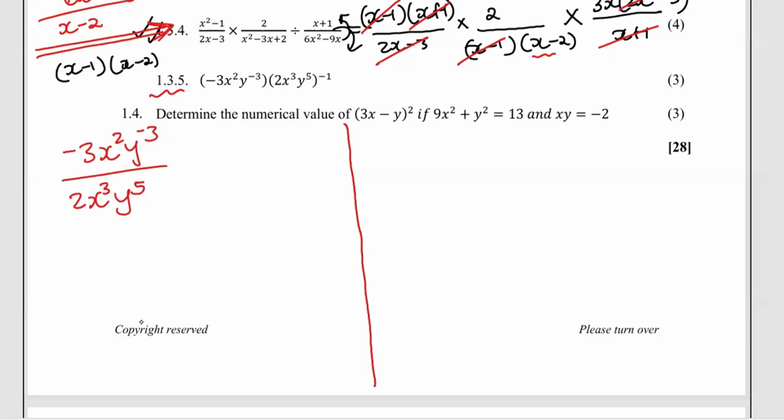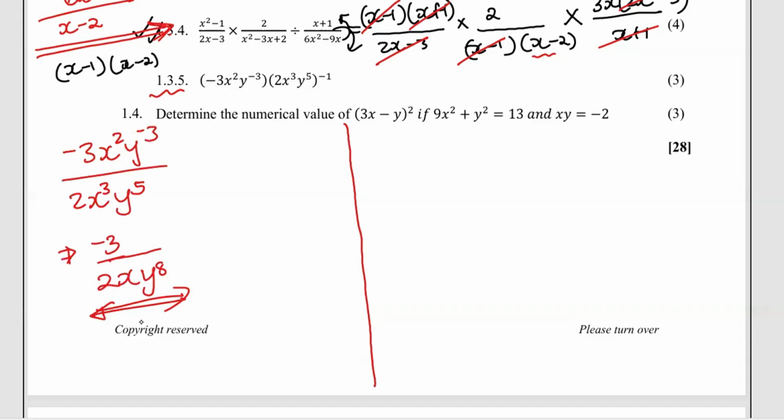So we have more 3's, we have more x's down, we have more y's down, okay? Meaning that our final answer is just going to be a -3 over 2. 3 minus 2, we're going to have just the 1x. Then 5 minus -3, we're going to have 8. So this should be our final answer. Okay, so that is how 1.3.5 was going to be worked out.